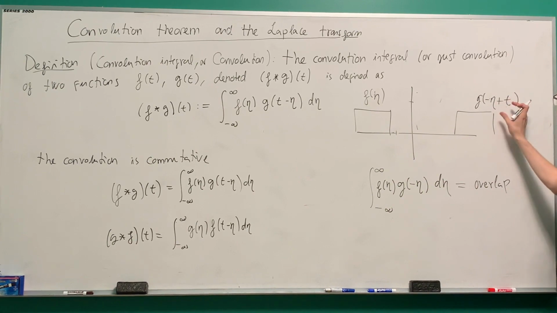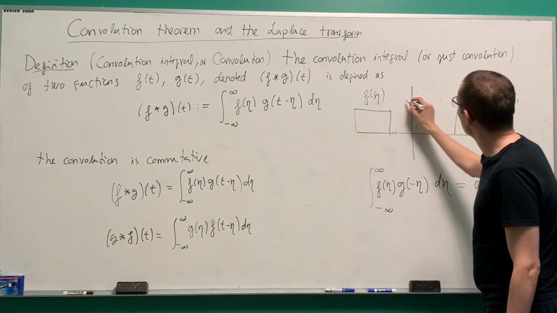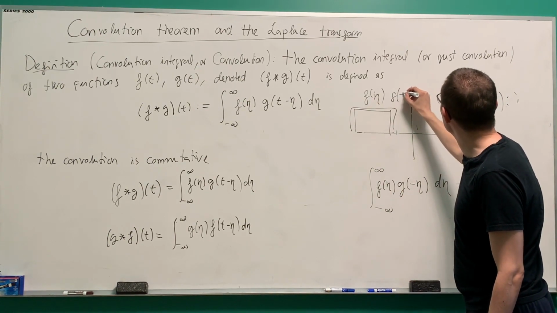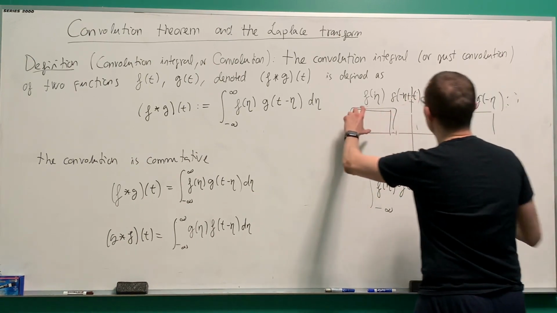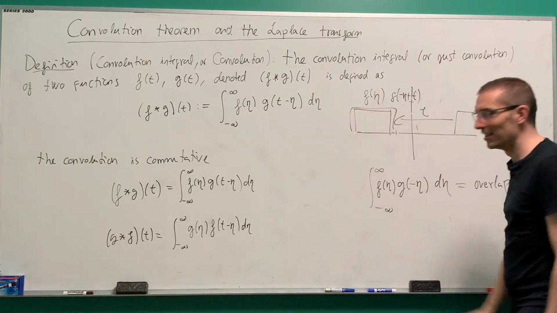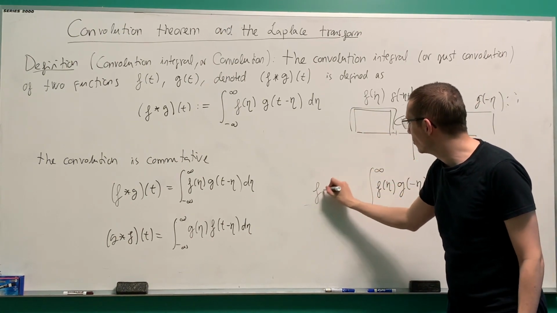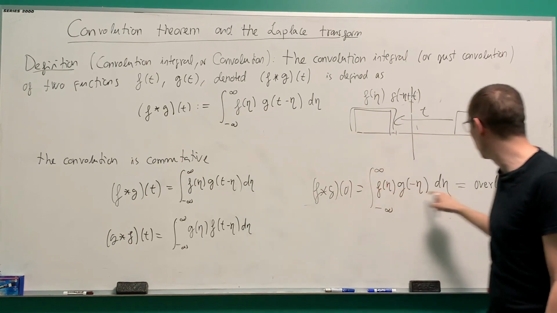If I add a plus t here, it's displacing. So if this is g of eta, this would be, imagine I put it here, g of minus eta plus t, which is what I have here. So the plus t is displacing the signal by t units. So the convolution, instead of this, would be the convolution as I wrote it, f convolution g at 0, right? t equals 0, that's what you get.